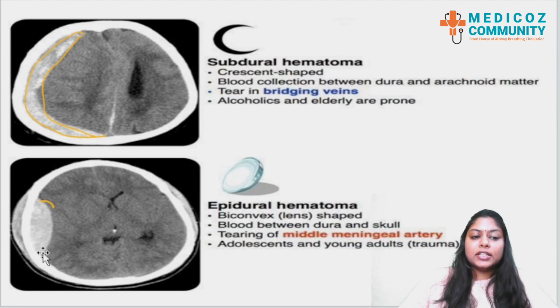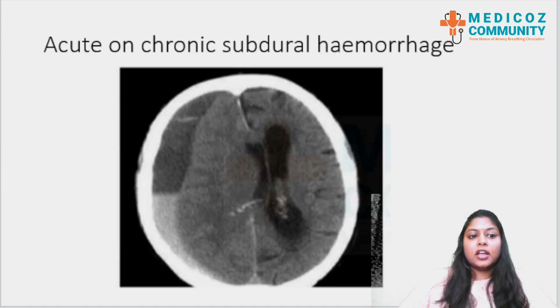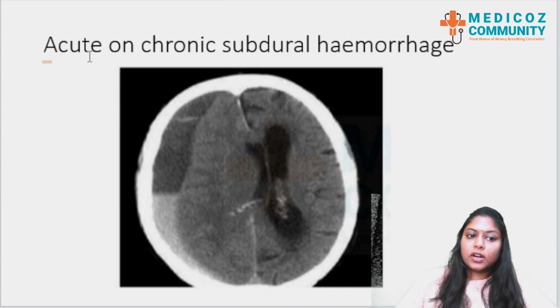What is the treatment? This is a surgical emergency, so surgical evacuation has to be done, especially if it is a large and evolving EDH. That means the blood is accumulating fast enough to cause symptoms in the patient, and the condition of the patient deteriorates. Another condition is called acute on chronic.